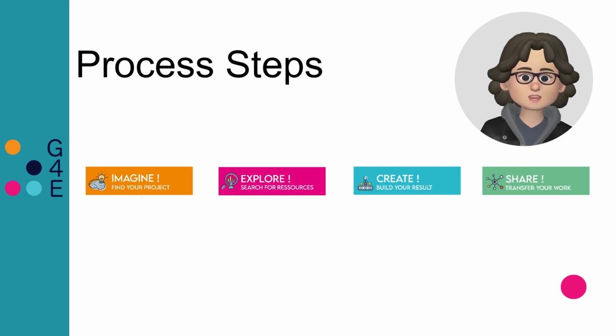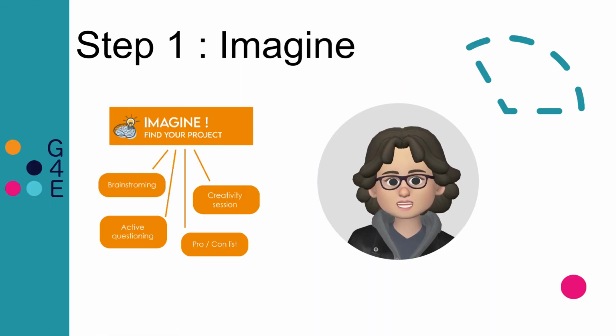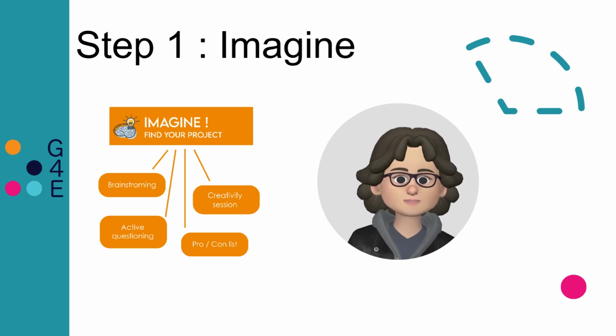The process of the format goes through four steps, which are imagine, explore, create, and share. We are now going to focus on each of these steps and give examples of related activities. First step is imagine. Students are invited to define their own objectives according to their interests. This can be achieved by brainstorming activities, creativity sessions, or active questioning in a guided or unguided way.